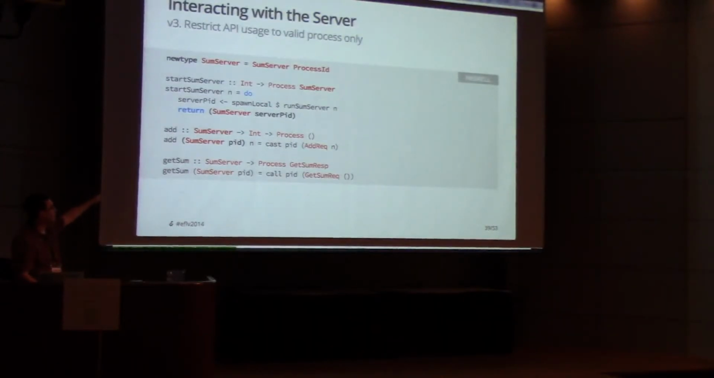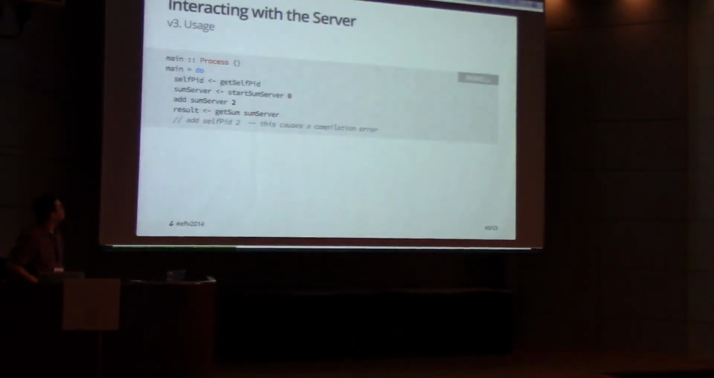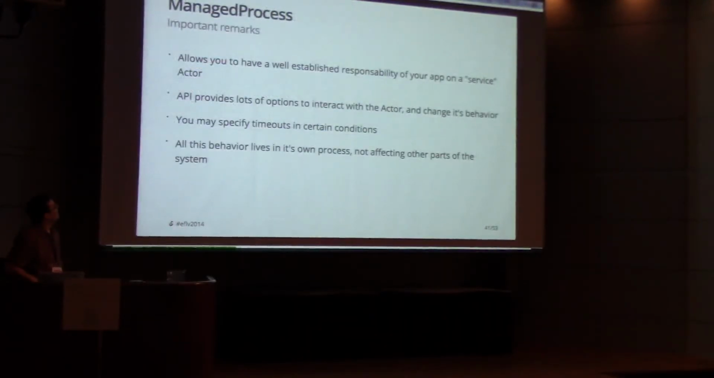So if you try to use this function, add or get sum, with a process ID that wasn't created through the API you provide, it's not going to compile. So that's a really nice add-on that you can have thanks to types. So yeah, this is how you use it. In this case, it will cause some compilation error. Yeah, there are a lot of the same benefits you have with gen server, basically.